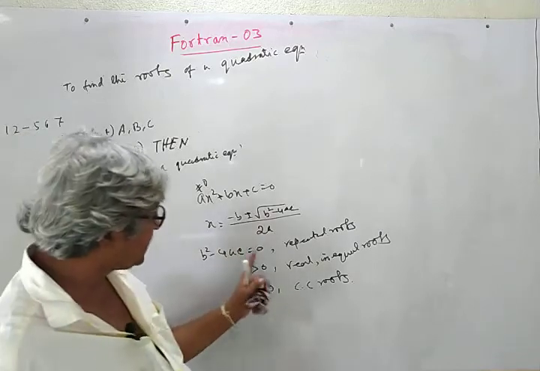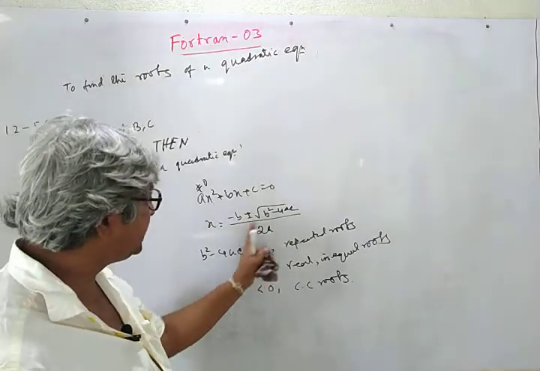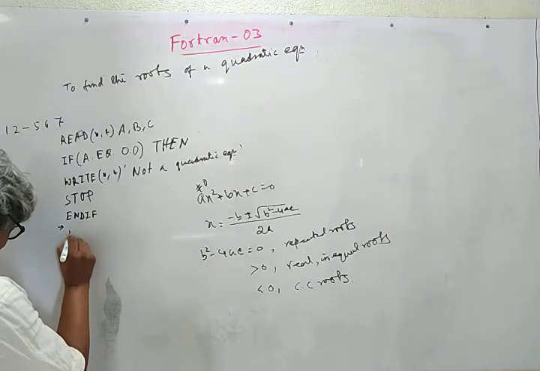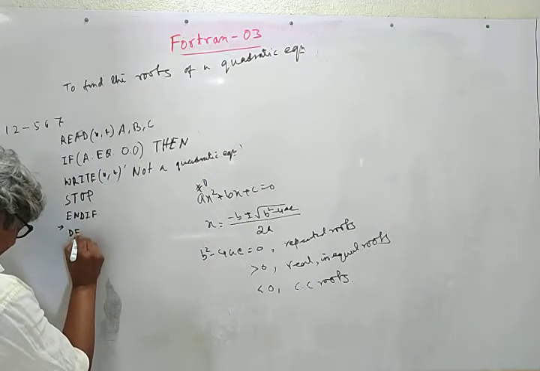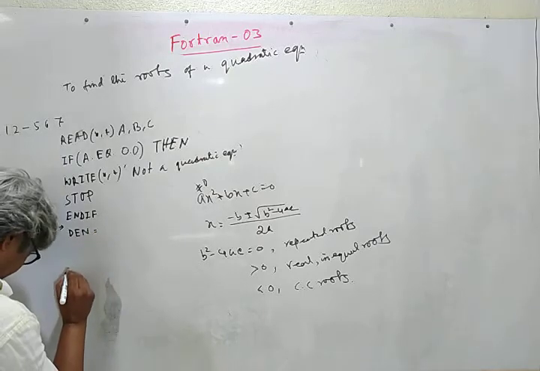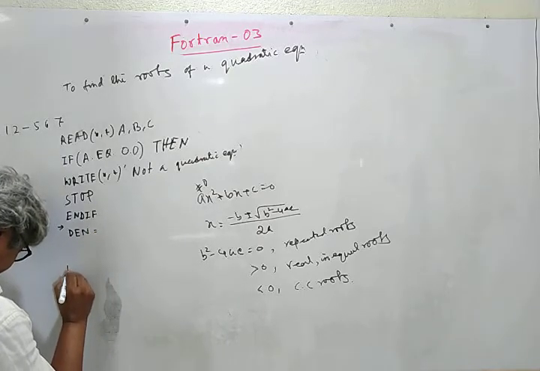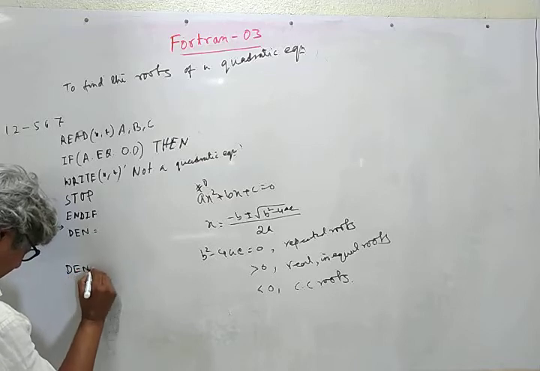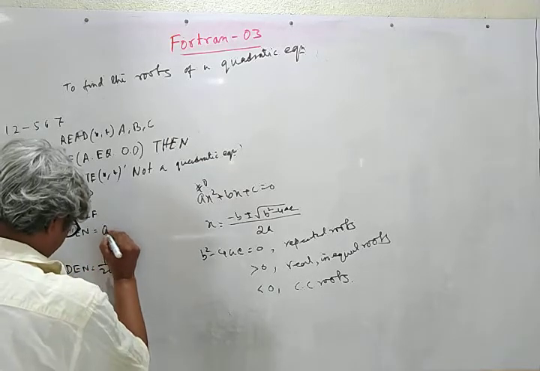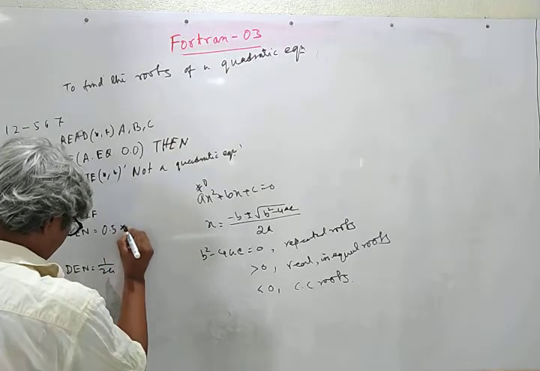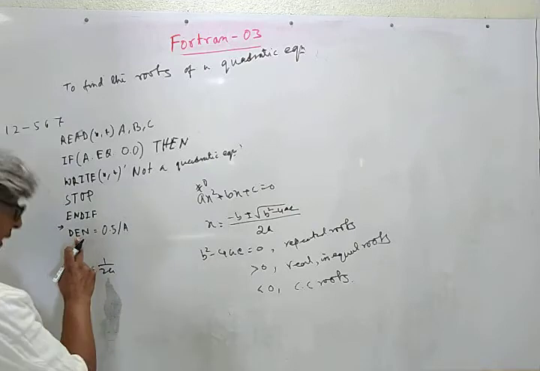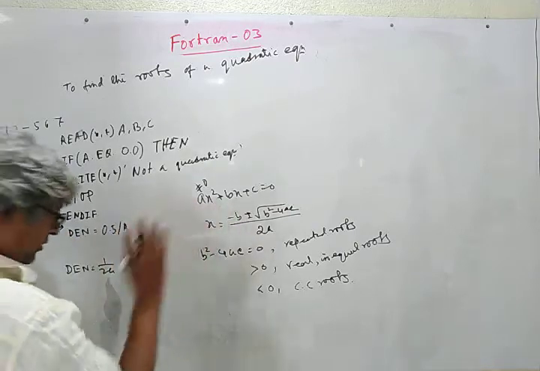You see, whatever the roots, this quantity comes in the denominator always. So we define the denominator first. Den, denominator, we write 1 upon 2a. So we write it 0.5 by a. So you must multiply by den, not divide by den.